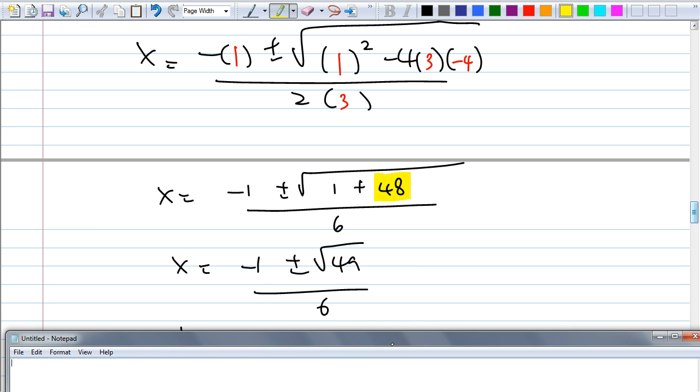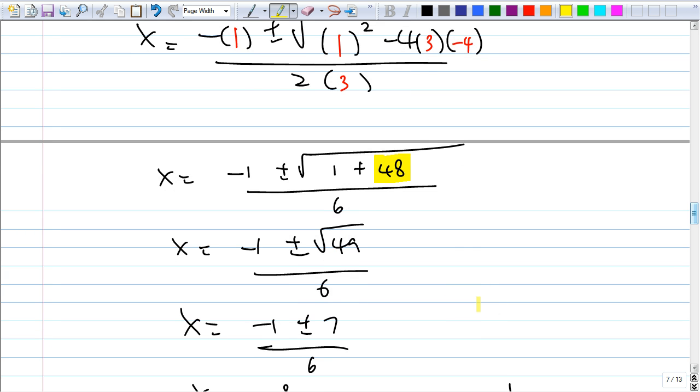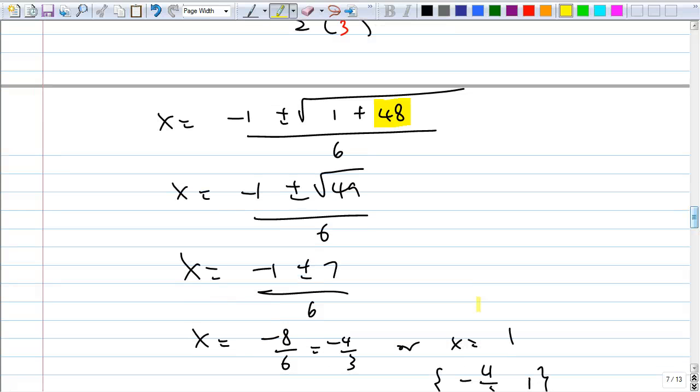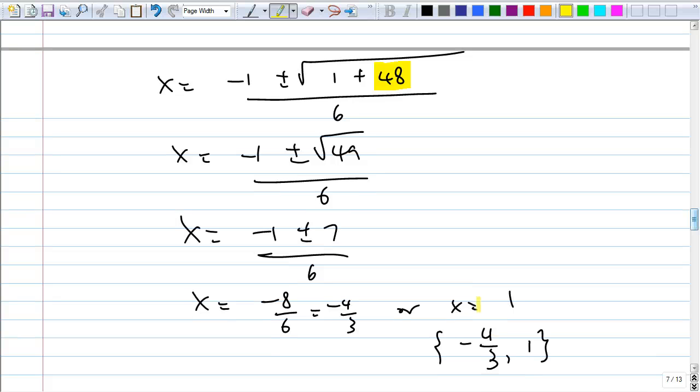49. So how many numbers does this represent? 2. By the way, what's the square root of 49? It's simply 7. So it's simply negative 1 plus or minus 7 over 6. What are the two solutions you get? Negative 1. Let's write the smaller one first. Negative 1 minus 7 over 6. The other is negative 1 plus 7 over 6, which is what? 6 over 6. Don't we get negative 4/3 and 1?